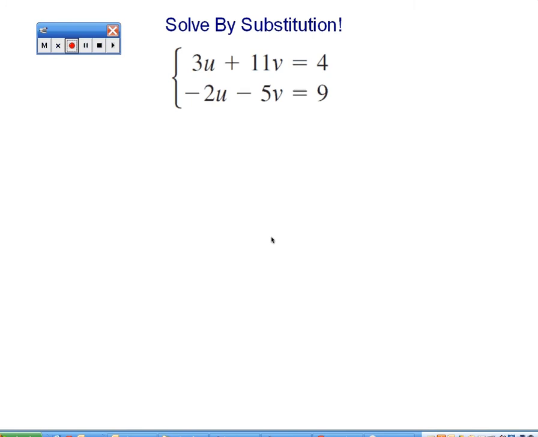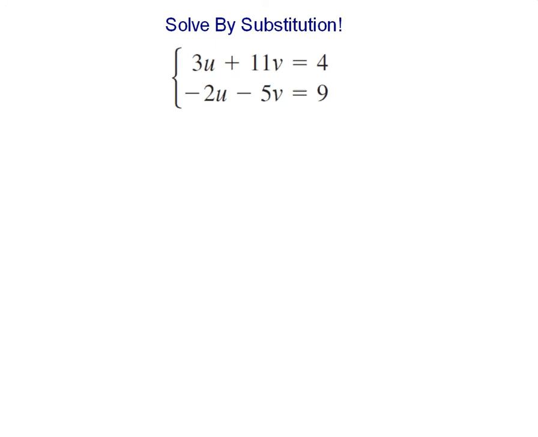All right, hello class, you folks that are doing the solve by substitution method. Here we have a system of equations with two variables. It's got a u and a v, and so we need to solve for those two variables using the method of substitution. So for substitution, the first step is just to isolate one of the variables. It doesn't matter which one you choose, but certain variables will be easier than others. In this case, it doesn't make much difference.